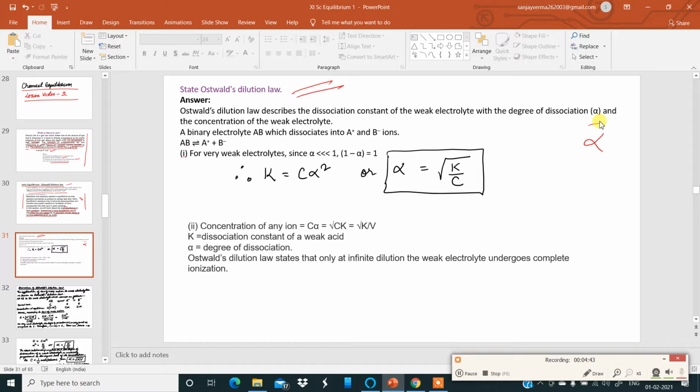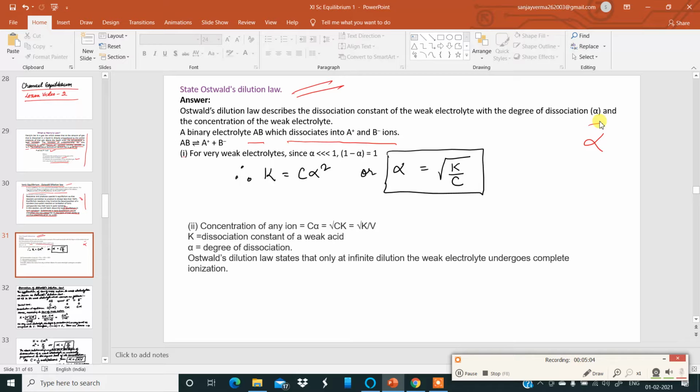I will come to the actual law after some time. The main target of this law is to describe the dissociation constant of the weak electrolyte with the degree of dissociation and the concentration of the weak electrolyte. Suppose I take a binary electrolyte AB, which dissociates into A plus and B minus ions.